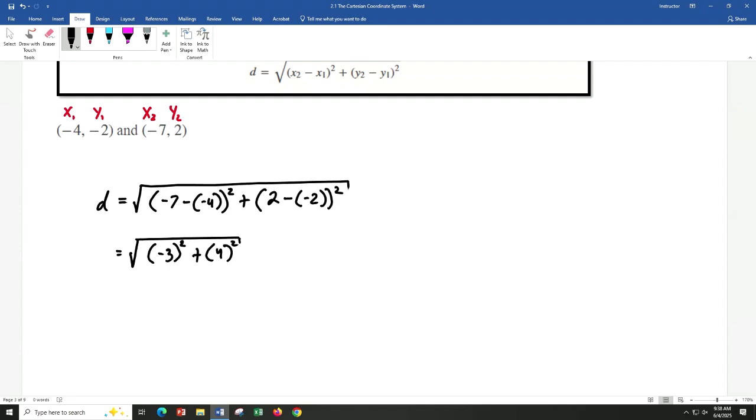Negative 3 squared turns into what? Negative and negative make a positive. 3 squared is 9. So you're just going to have 9 plus 16. 9 plus 16 is 25. And the square root of 25 is? 5. There's your distance. So if you graph those, that would be the distance of those 2 points.